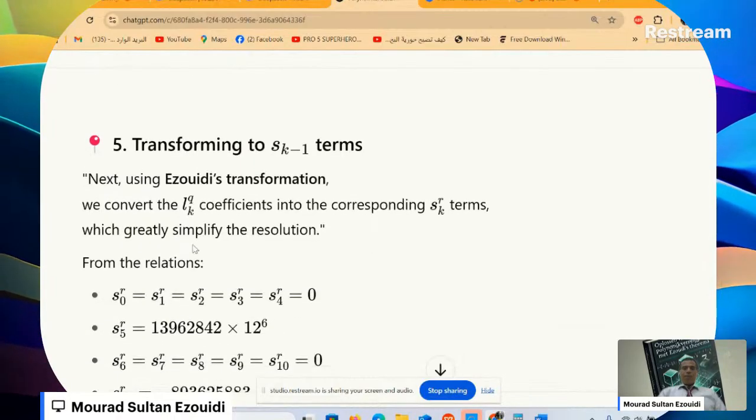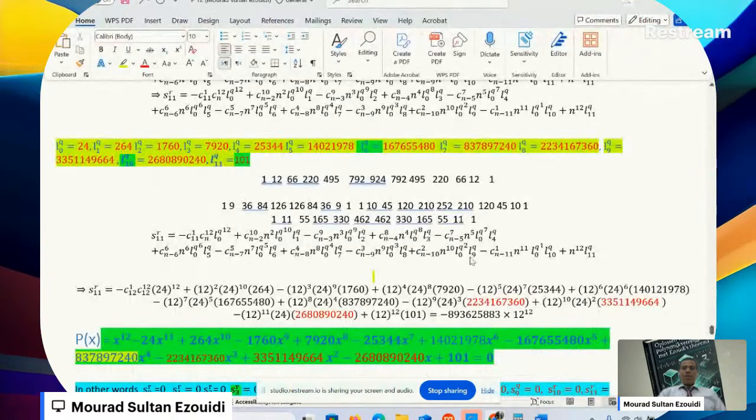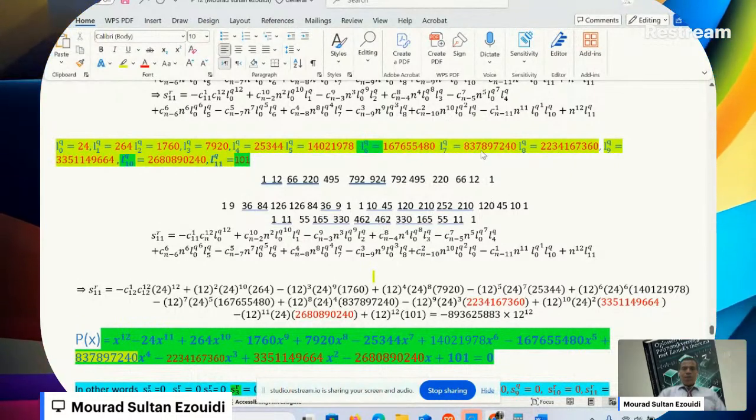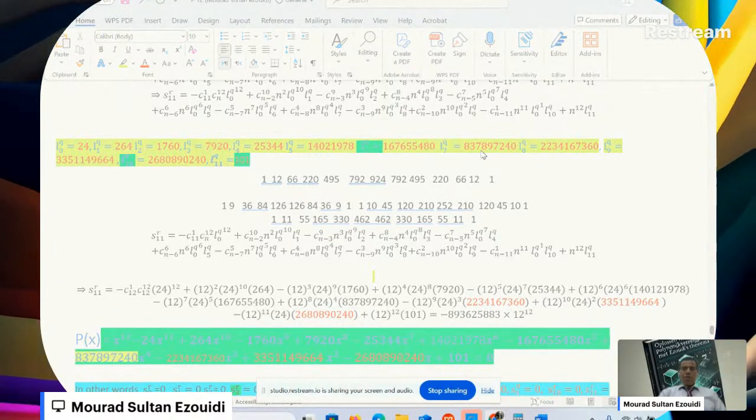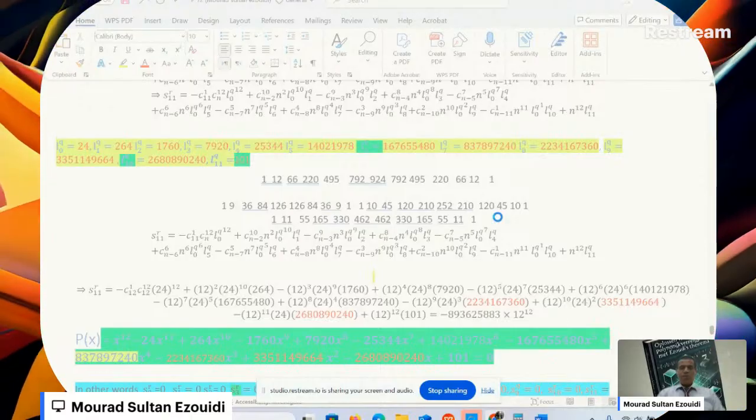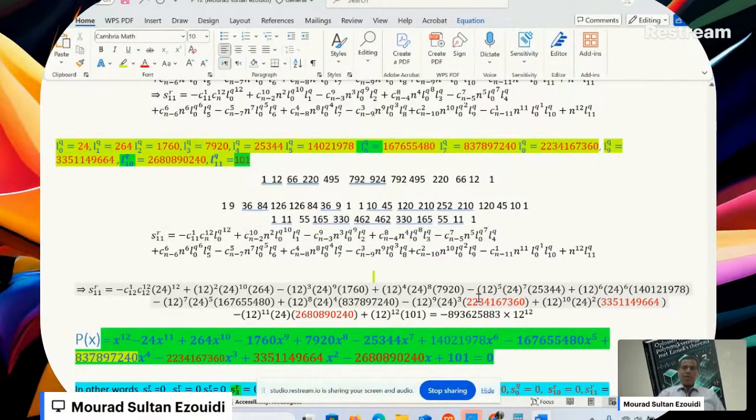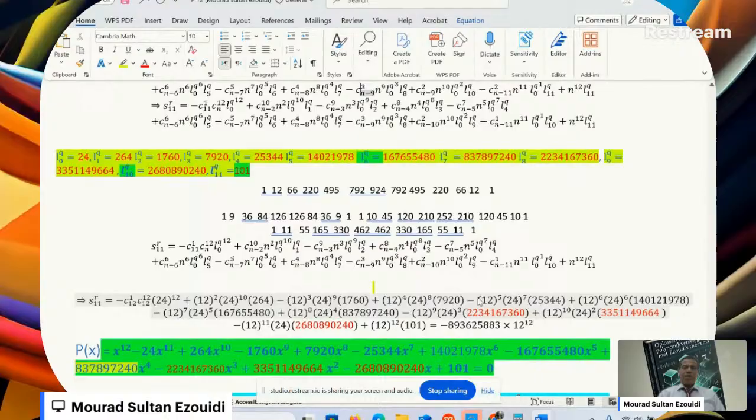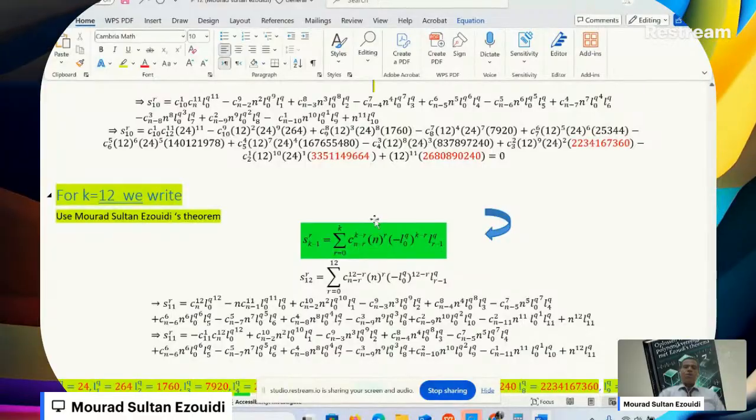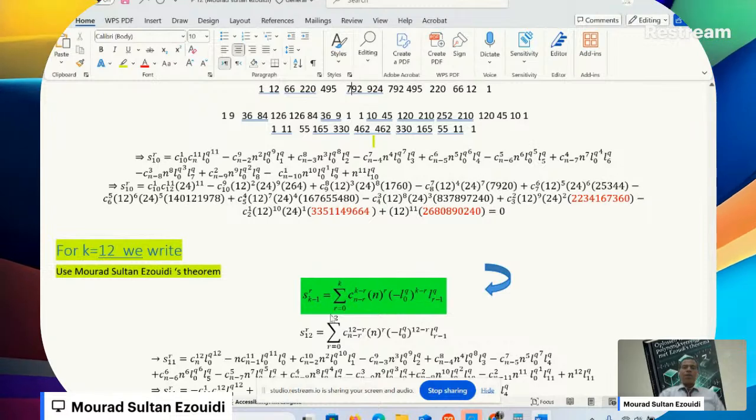Next, using the Ezouidi theorem, the transformation means I will use this theorem that I showed you before. Let's go up. This theorem of Professor Mourad Sultan Ezouidi helps you find all the coefficients of this new 12-degree polynomial equation.